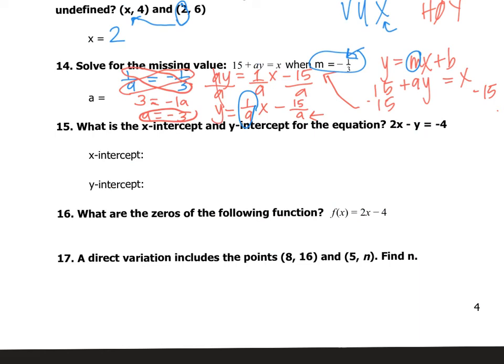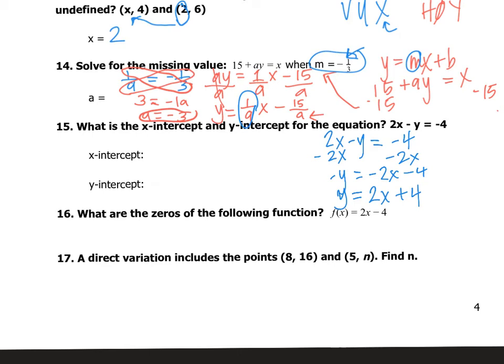All right, so number 15, what is the x-intercept and the y-intercept for the equation 2x minus y? I'm just going to go ahead and put it in slope-intercept form. It makes my life just a little bit easier. So I have 2x minus y equals negative 4. And I need to subtract 2x on both sides. So now I have negative y equals negative 2x minus 4. I need to divide by negative 1 on both sides because I have a negative y, I want a positive y. So when I do that, I get y equals 2x plus 4.